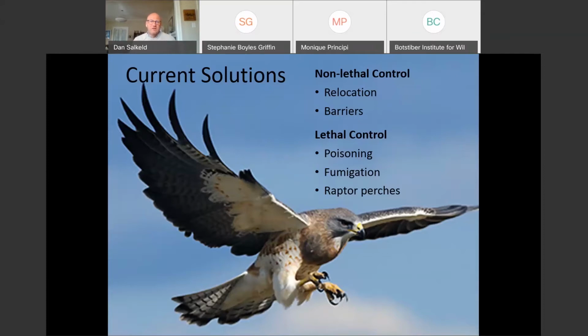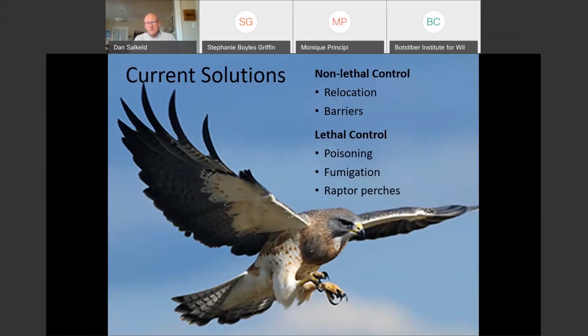Lethal control is also used, so poisoning is one way to do that, or fumigation, and that can be effective, but it also has concerns in that people do not like that being used, especially in urban areas where there is close contact with human populations. And it also leads to the problem of it not being greatly sustainable.